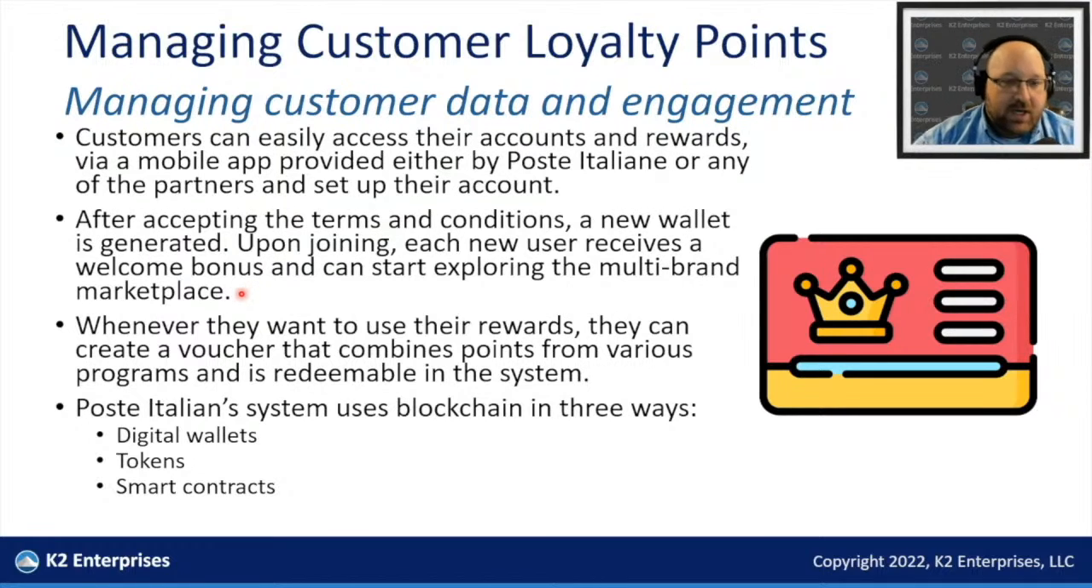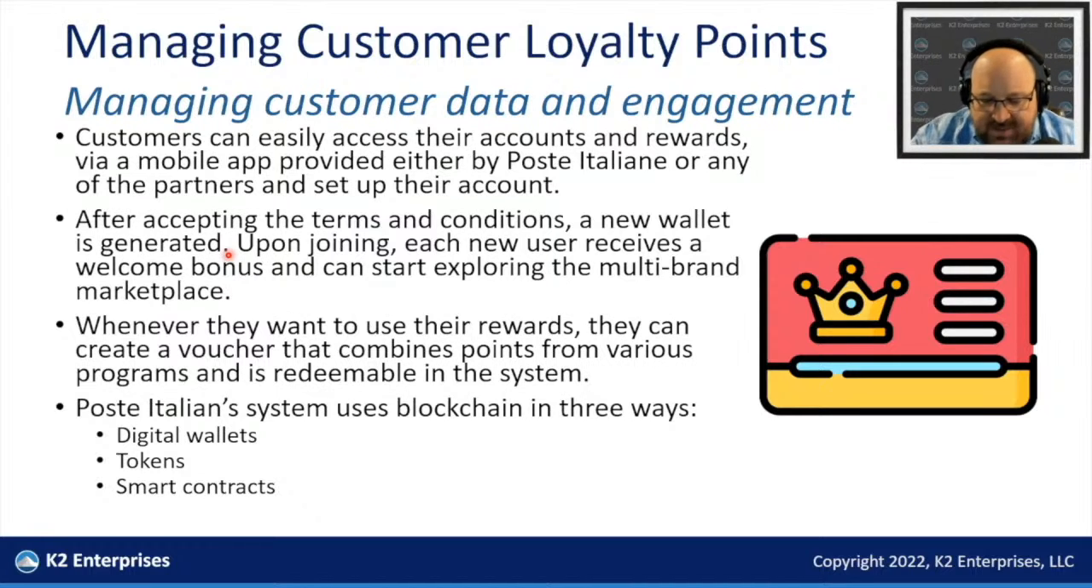You could start exploring the multi-branded marketplace. So you could see deals from the post office and maybe other major retailers in Italy that are participating here. Okay. Now, every time I go to buy something, when I go to use my rewards, it's creating a voucher that's going to combine those different programs together. And then I could use rewards generated from one program at another merchant if I wanted to.